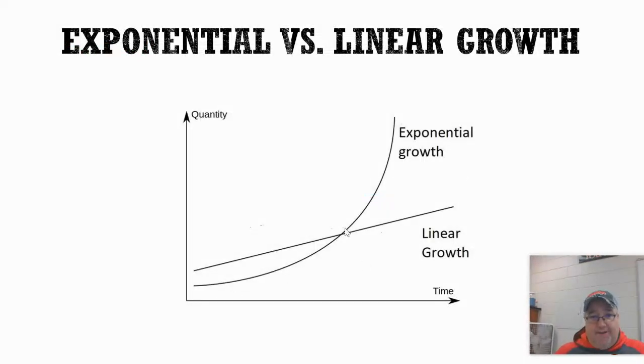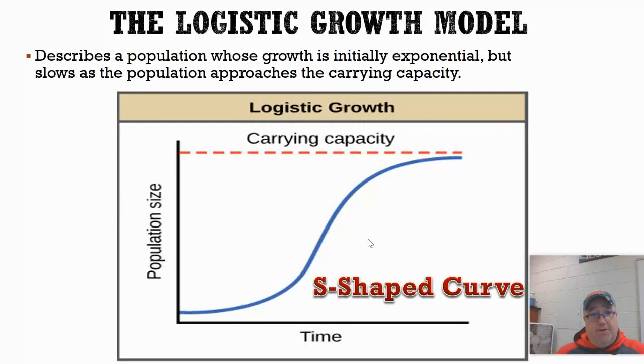Now, I want to show you just a difference here between an exponential growth curve and linear growth. One comparison between the two is that both of these curves are showing growth. But linear growth is more of a constant growth, whereas with exponential, we're getting more growth over time. So there is a difference between those two that I want to make sure that you understand.